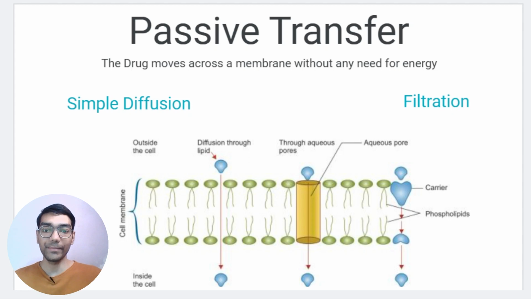In simple diffusion, lipid soluble drugs are easily dissolved or permeated into the cell membrane because the cell membrane and drug both have lipophilic properties. The cell membrane is made up of phospholipid, which is a lipid. On the other hand, in filtration, water-soluble drugs are transferred via aqueous pores because the cell membrane is lipophilic as well as hydrophobic, which means any water-soluble drug cannot interact with the cell membrane, and that's why there are aqueous pores which help in transfer of drugs.